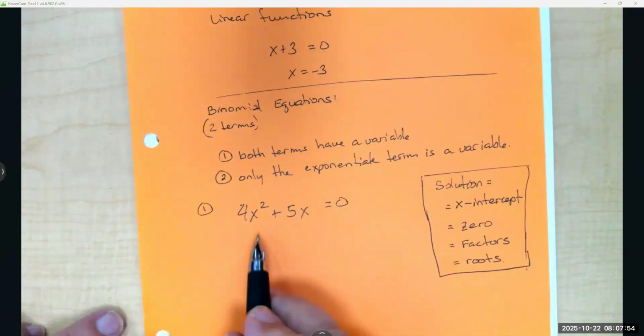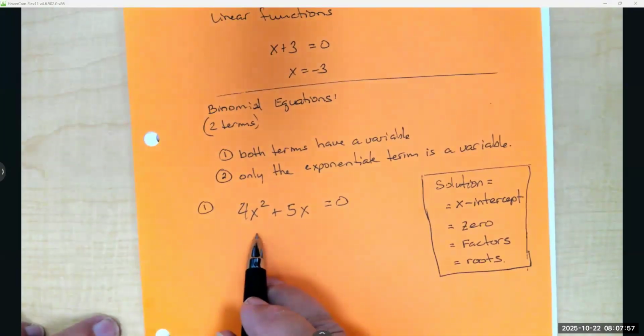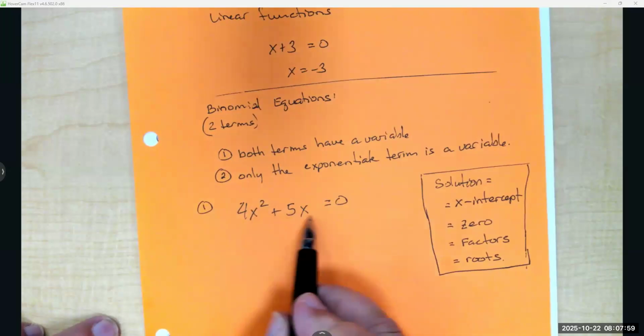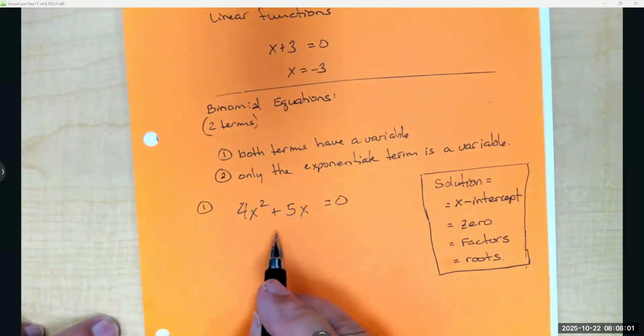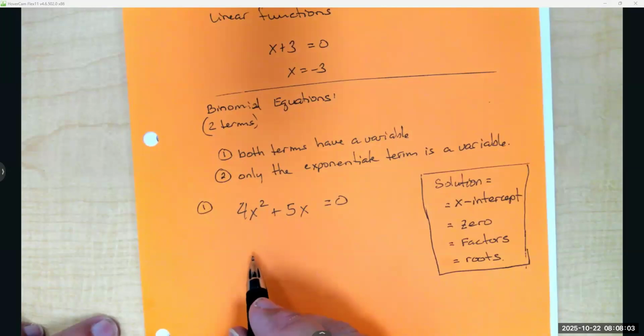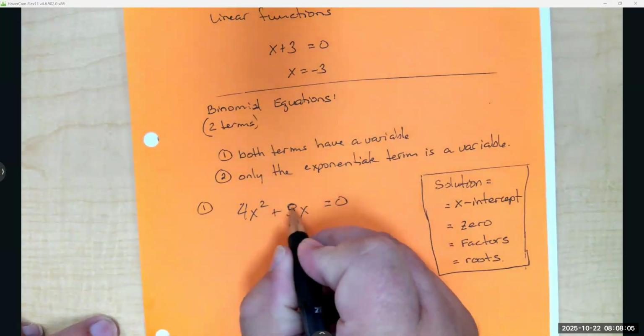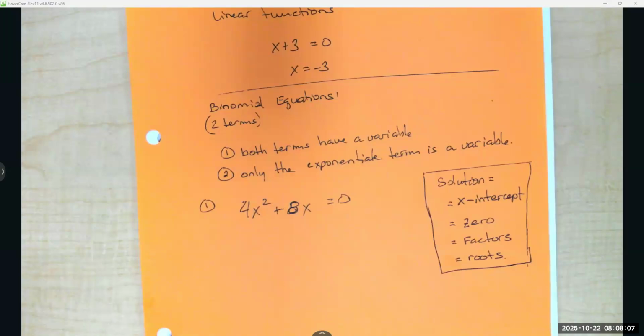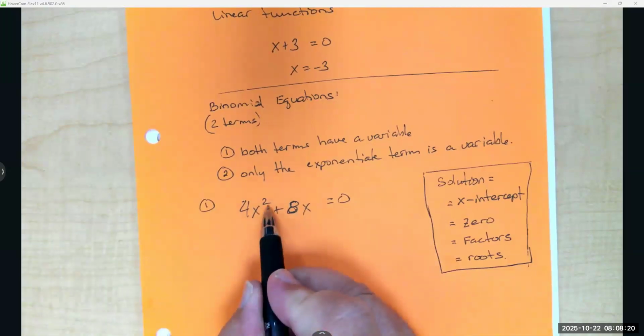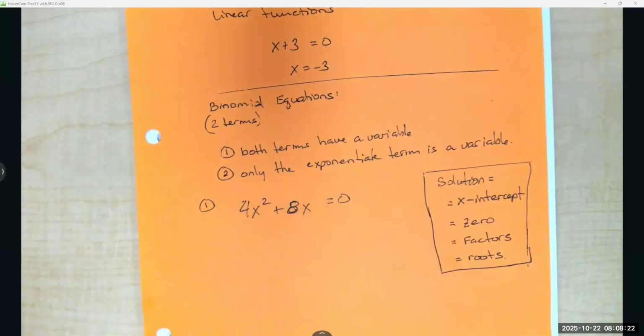So, in order to solve this one, if both terms have the variables, how do we solve it? Let's make it 8x, make it nicer for us. 4x squared plus 8x equals 0. If both terms have x's, what do we have to do? Remember, we can't solve it right now because it has a square and there are two x's. So what can we do?